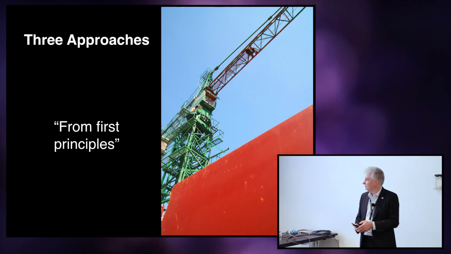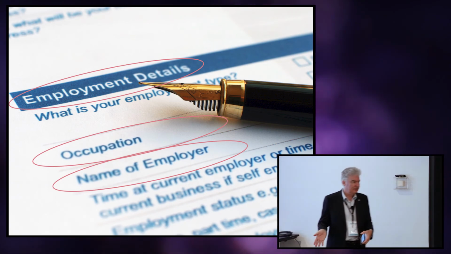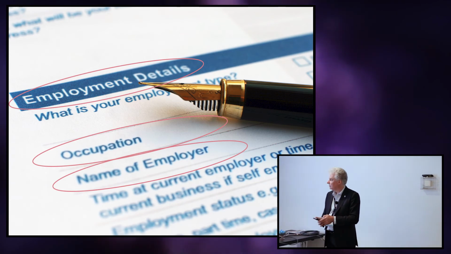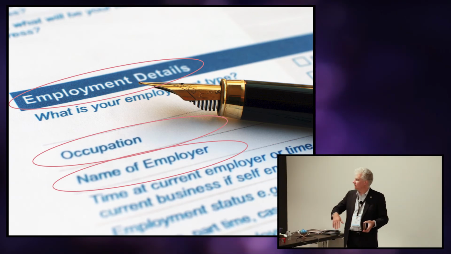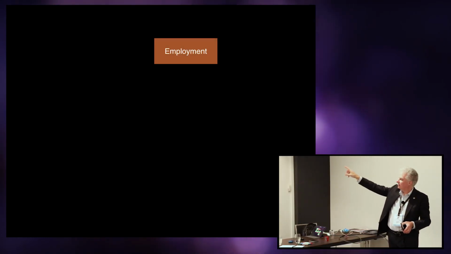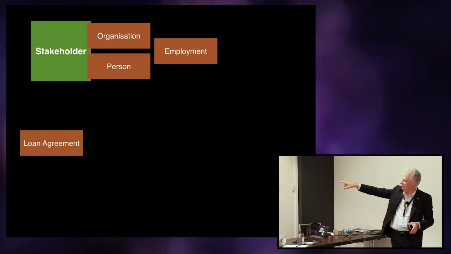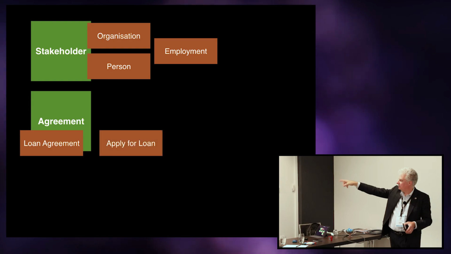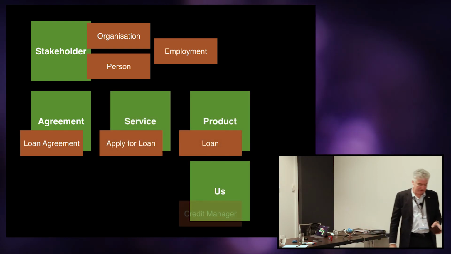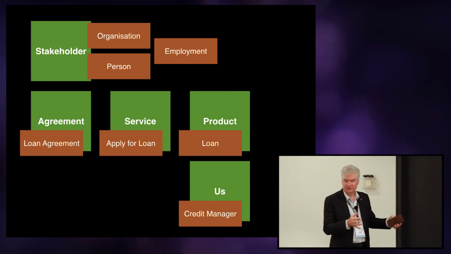From first principles, so I sit down with a bunch of primary data, forms, manuals, legislation, whatever, build something from first principles, and then I generalize it. So I take the concept of employment, which was on the form, and I say that's an organisation or a person, and that belongs to stakeholder. Take a loan agreement and say that's an agreement. Apply for a loan as a service, a loan as a product, and part of us is a credit manager. So I start to take real things and generalise them into subjects.